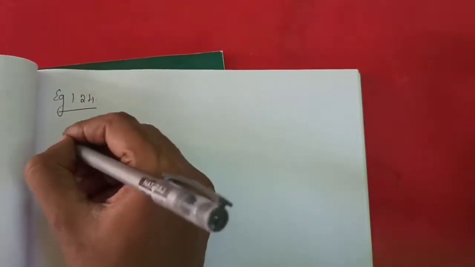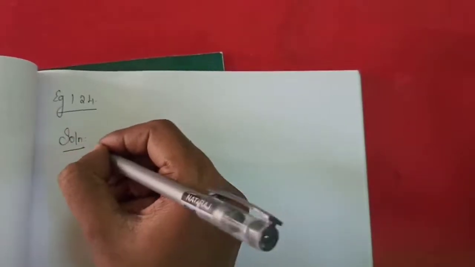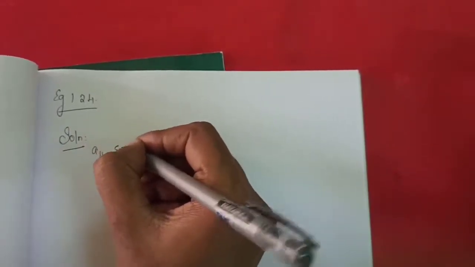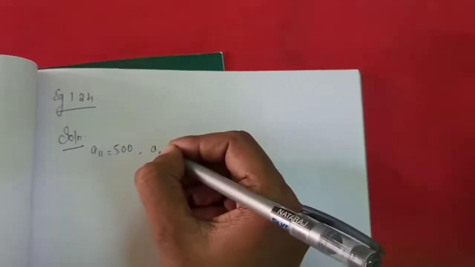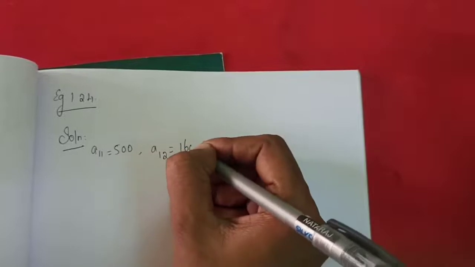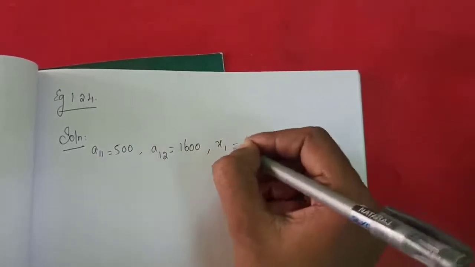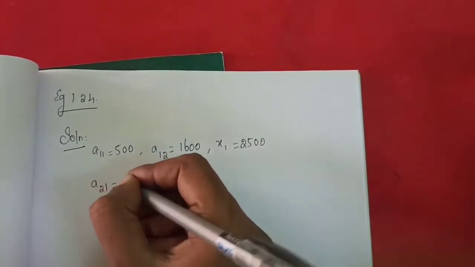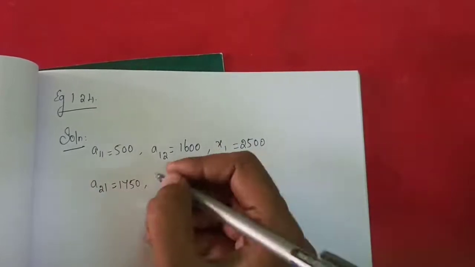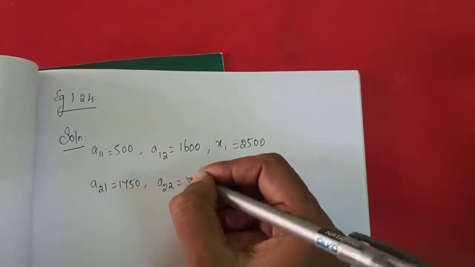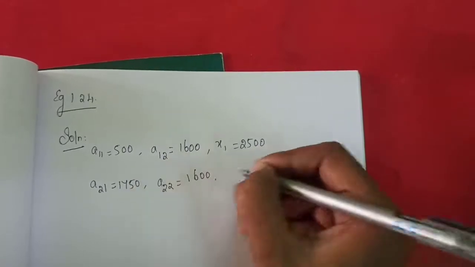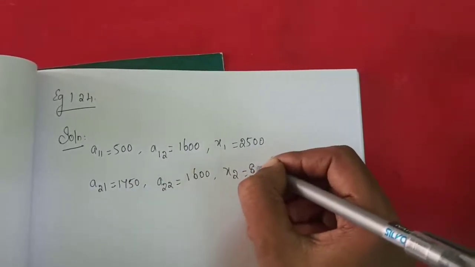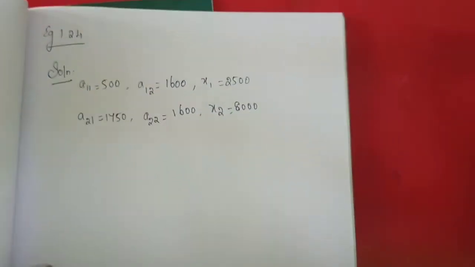Example 1.24. From the tabular column I am going to write down all the values. Solution: A11, the value is 500. Then A12, the value is 1600. Then X1, the value is 2500. Then A21, the value is 1750. Then A22, the value is 1600. Then X2, the value is 8000. Now we have to take the values from the tabular column.